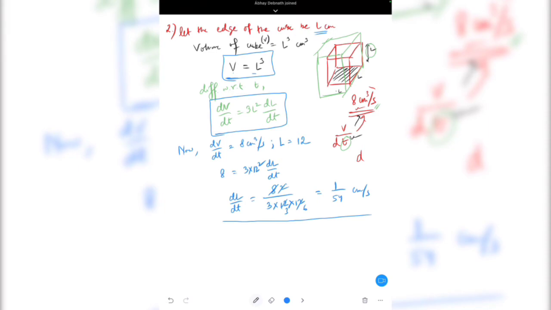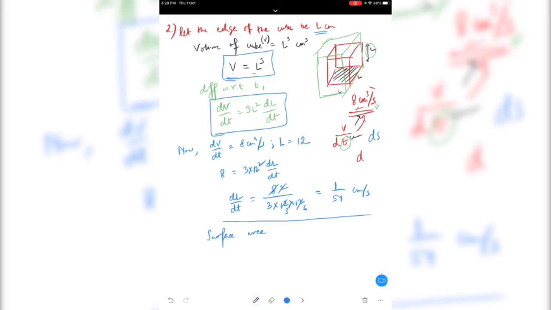But what do I need to find? I don't need to find dL/dt. I need to find the change in surface area. Look at the question. It says, how fast is the surface area increasing when the length of the edge is 12 centimeter? So now tell me, what is the formula of surface area of the cube?